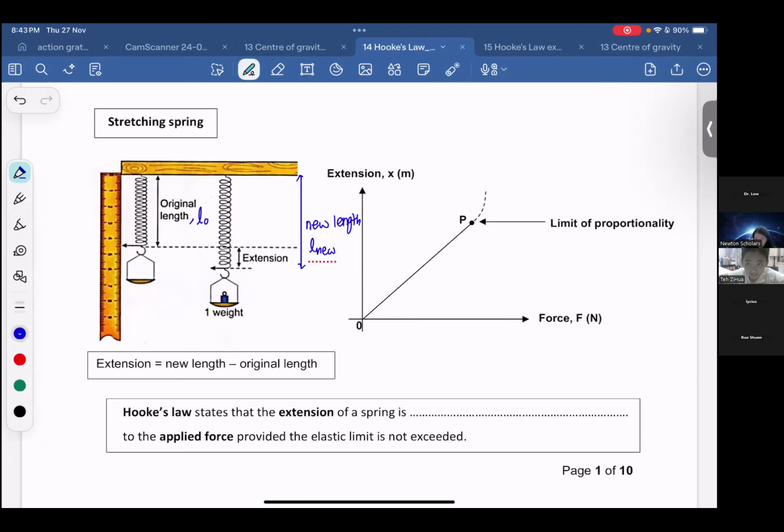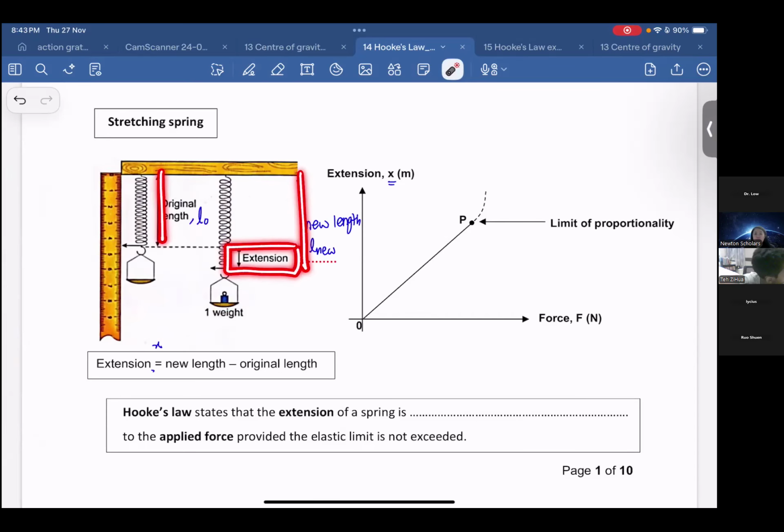So the new length minus original length, the answer is actually called extension. Extension, we got the symbol as x. X is our symbol. Extension symbol is x. So how do we find extension? Using your new length minus your original length. This is the extension part.